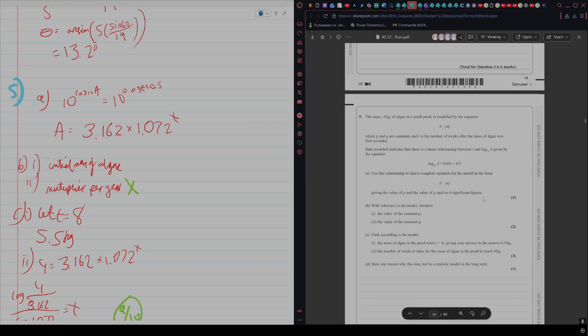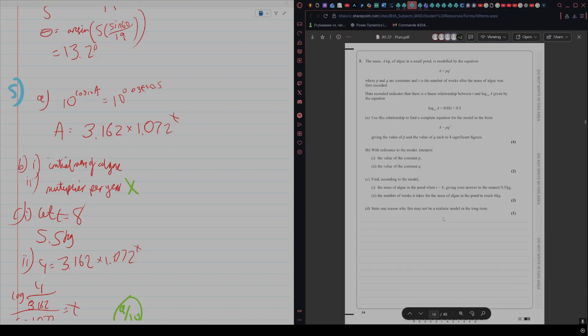And that gives you the relationship that you wanted. Then they like these questions where you interpret these constants, so it just means what does it actually mean in real life in the model. You know that t is the number of weeks after the mass of algae was first recorded, and then A is the mass of algae. So you just say that it's the initial mass, and you can interpret q as well, which is like the base amount that it increases per year. I put multiplier, but that was wrong.